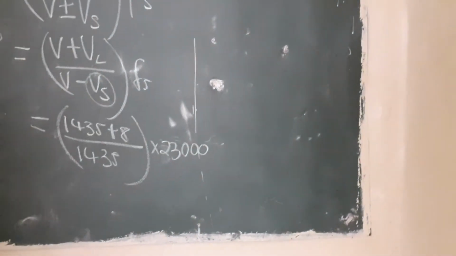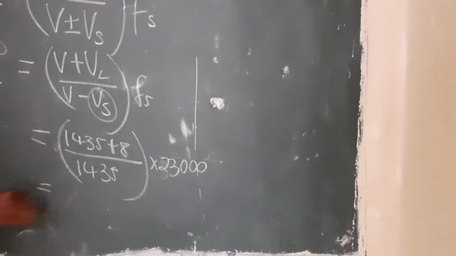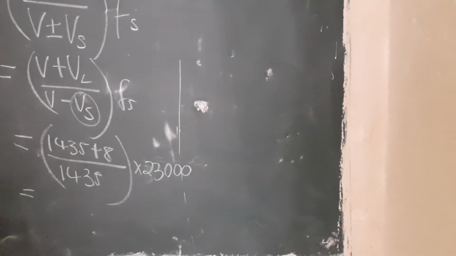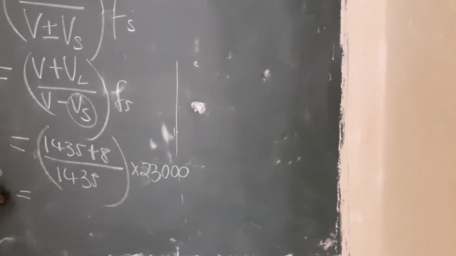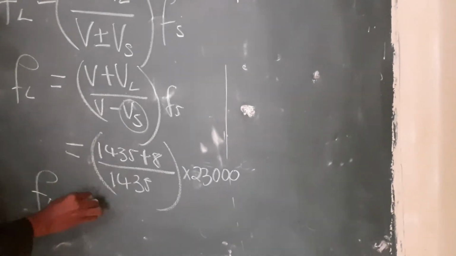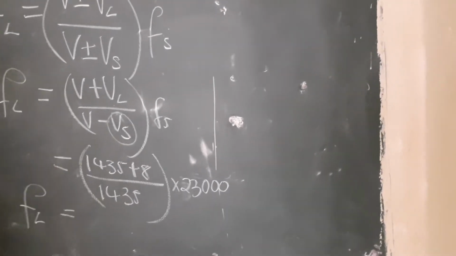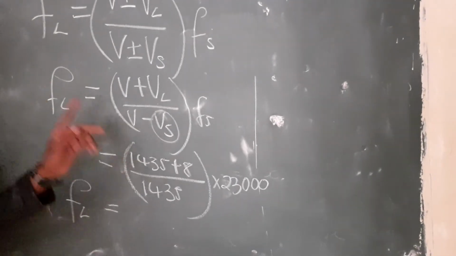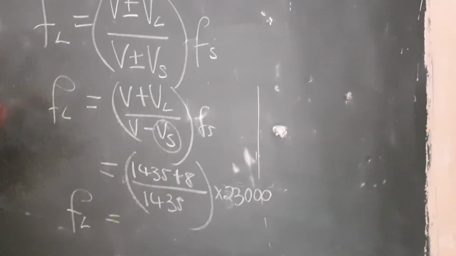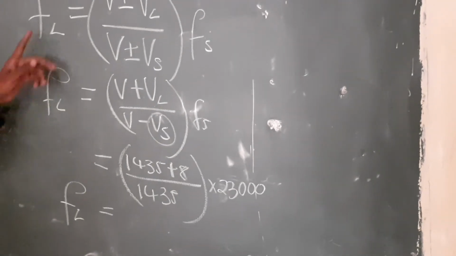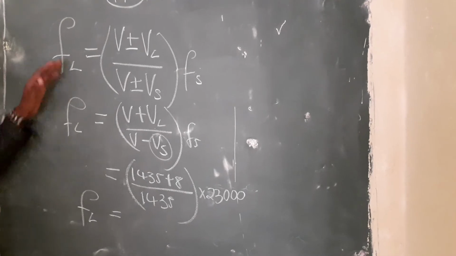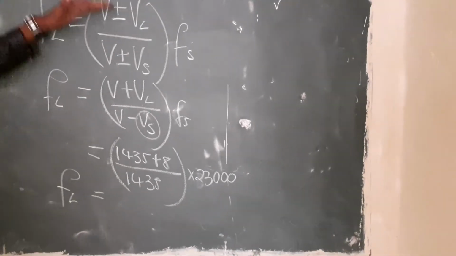All multiplied by 23,000 hertz frequency. Now calculating this, we are going to get a certain number, and that number is going to be the frequency of the listener. Let's calculate and see how much we have, and that's where we will get the solution for the frequency of the listener. What is our listener? The whale. So the frequency we get is the frequency heard by the whale.